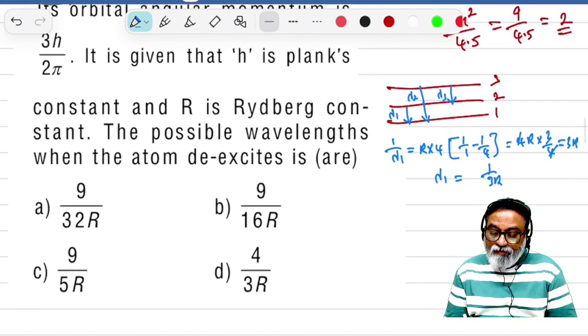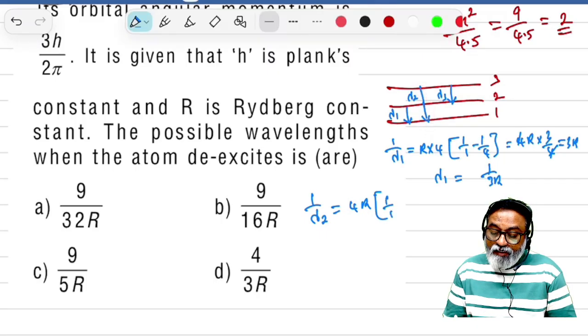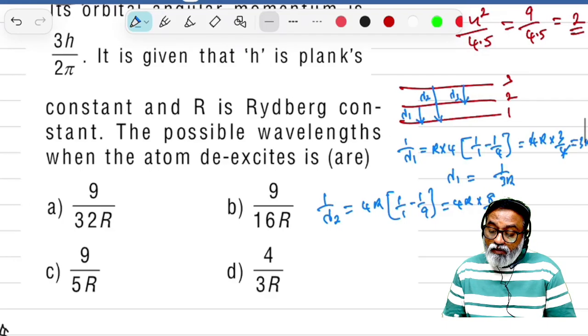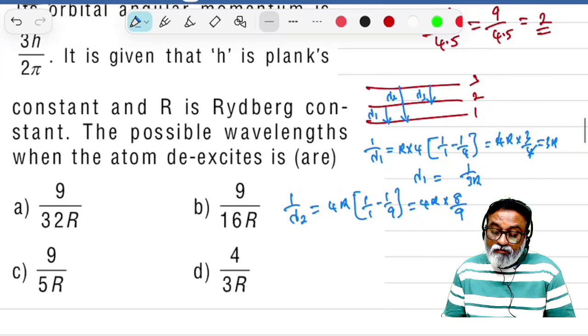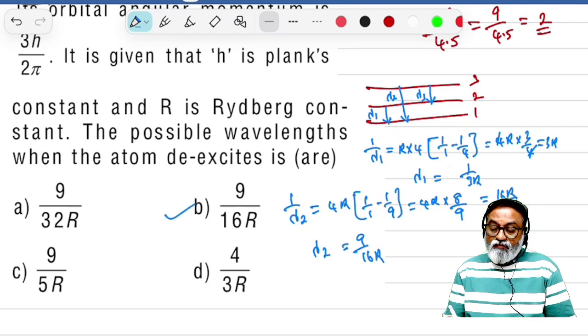Next, for lambda 2. 1 by lambda 2 is equal to 4 into R. Here, lambda 2 means 3 to 1. Therefore, 1 by 1 minus 1 by 9. This becomes 4R into 8 by 9, which is 32R by 9. Therefore, lambda 2 is equal to 9 by 32R. Therefore, option B is there.